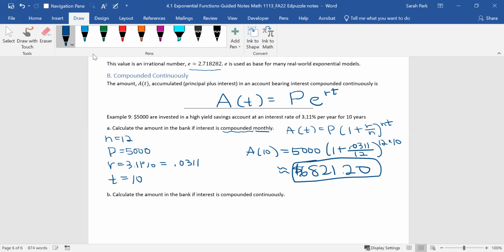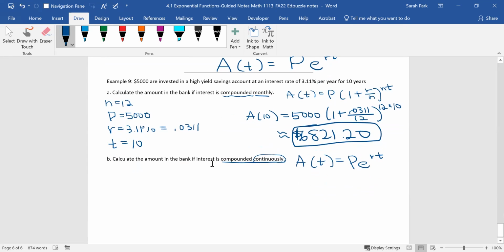Okay, let's now calculate the amount if the interest is compounded continuously. Now it says continuously, so we don't actually have an n value for this. We're going to use the compounded continuously formula. A of t equals P times e raised to the rt. And all the values are the same. So we have A of 10 equals 5,000 times e to the 0.0311 times 10.